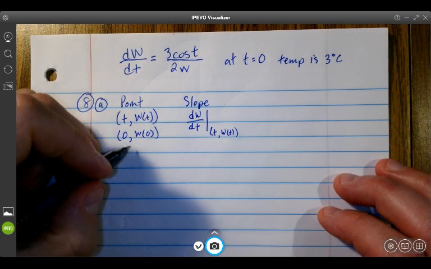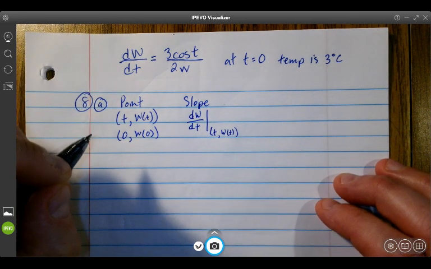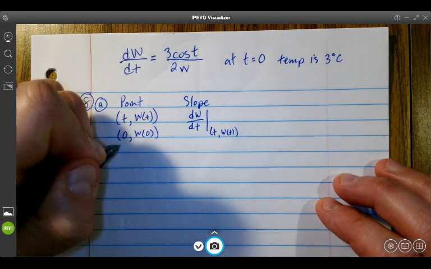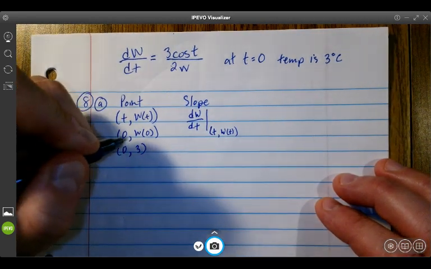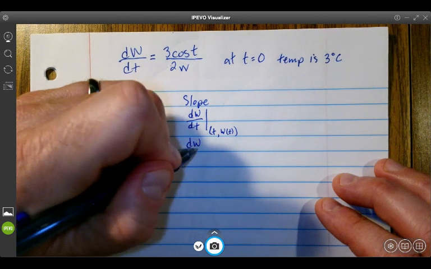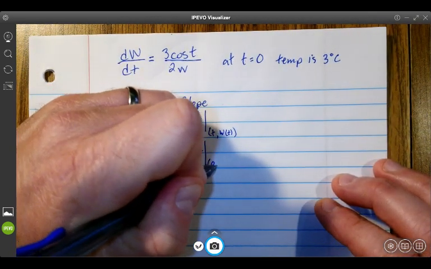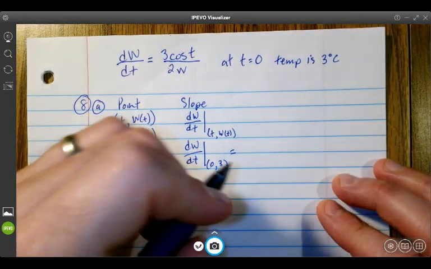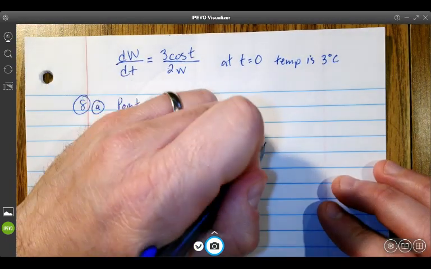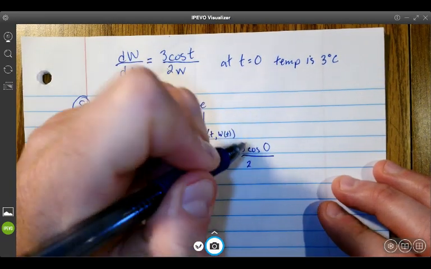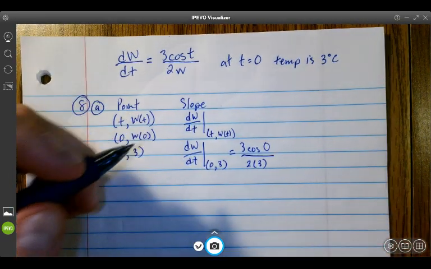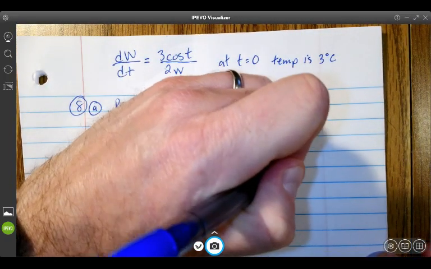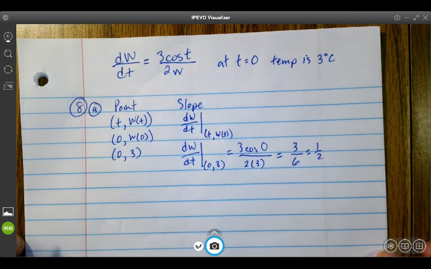Now remember, you were told that w is the temperature. And so you were specifically told that at t equals 0, the temperature is 3 degrees Celsius. So our point is 0 comma 3, right? And so then we want to evaluate dw/dt at the point 0 comma 3, right? Remember, that's where t is 0, w is 3. And so we evaluate 3 times the cosine of 0 divided by 2 times w, which is 3, of course. All right, and so cosine of 0 is 1, so 3 over 2 times 3, 6, so 1/2. So we get a slope of 1/2.